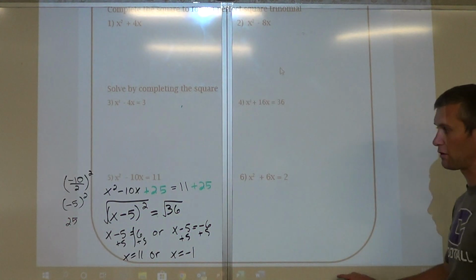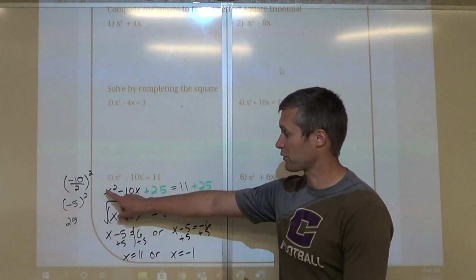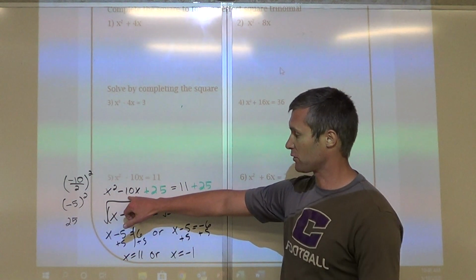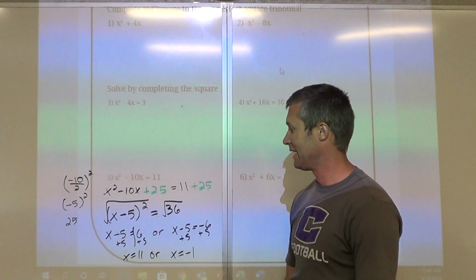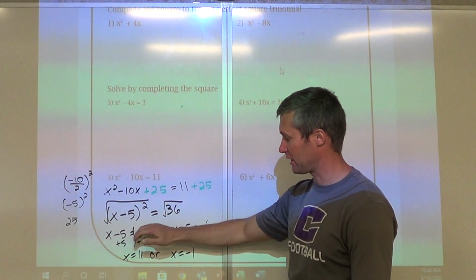So that's how we're solving by completing the square. Get this first term equal to 1, divide that middle term by 2, and then square it, and then add that to each side. And then we'll factor it, and then take the square root.